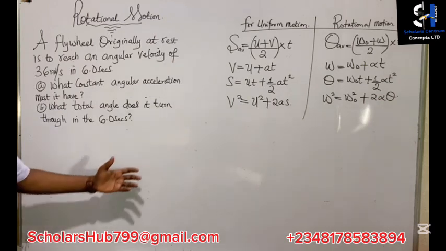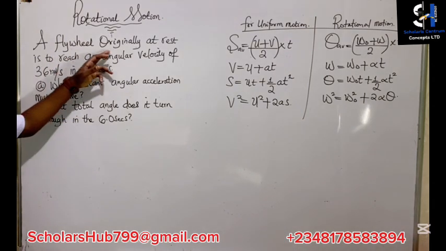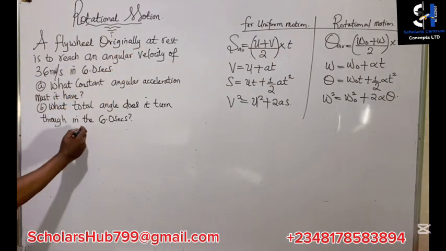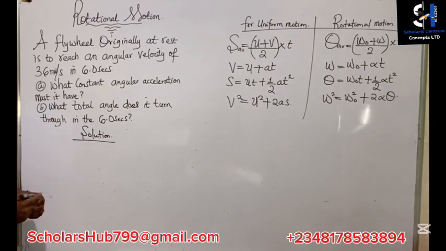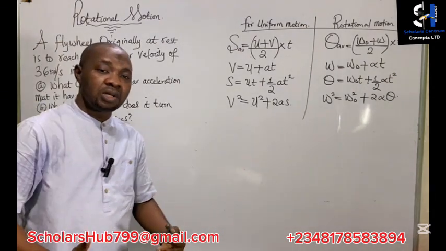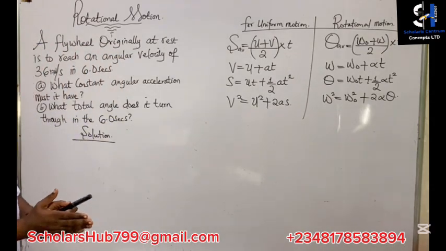All right, now let's see how we can solve this very simple question. We have a flywheel originally at rest. Let's not waste time. In this case, originally at rest means the initial angular velocity will be what?